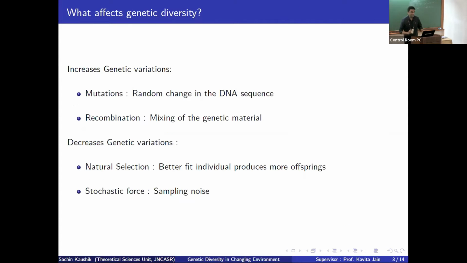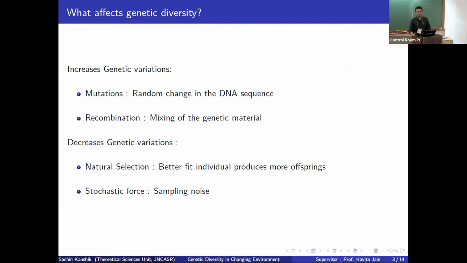Now, what affects genetic diversity? Broadly, the factors can be categorized into four. There are two factors which increase genetic variation: mutation, which is considered the ultimate source of genetic diversity, a random change in the DNA sequence; and recombination, a mixing of genetic material. Then natural selection, which means the better-fit individuals will reproduce more offspring, tends to decrease diversity. And the stochastic force, which is nothing but sampling noise, and I'll discuss it.